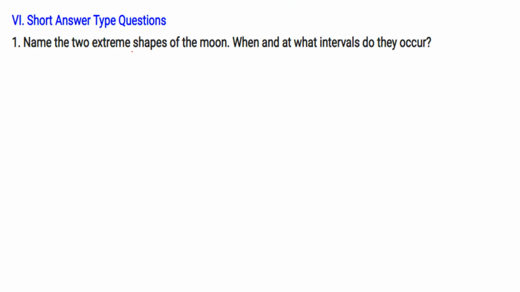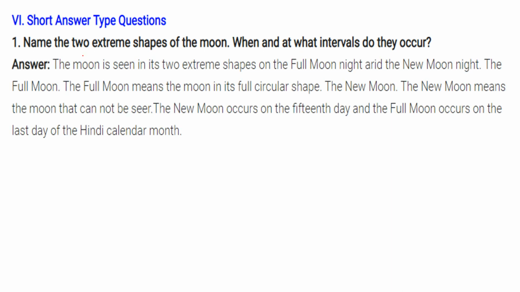Name two extreme shapes of the moon. When and at what intervals do they occur? So the moon is seen in its two extreme shapes on the full moon night and new moon night.